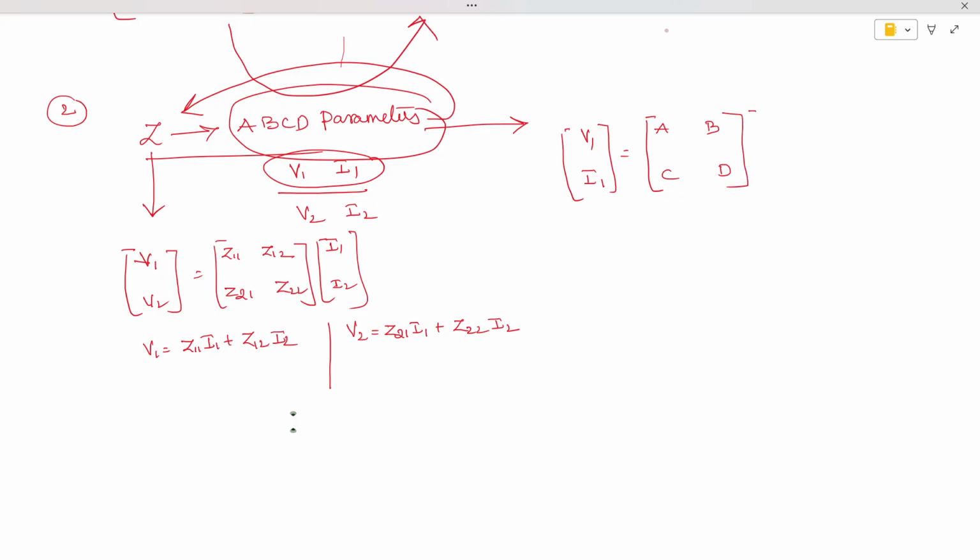and the inverse of this. So what is the inverse of this? The other side is V2, and the current flows in the opposite direction, which is nothing but minus I2. Therefore the equations are V1 is equal to A V2 minus B I2, which is one equation.